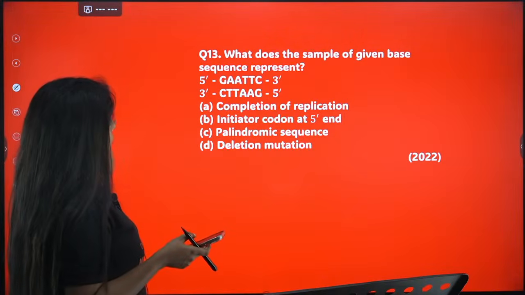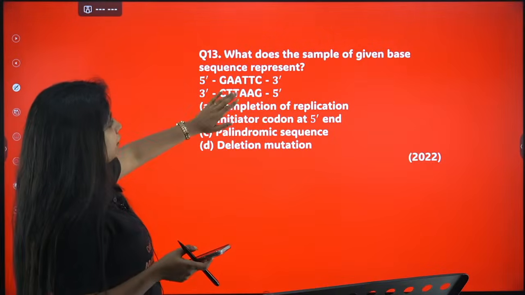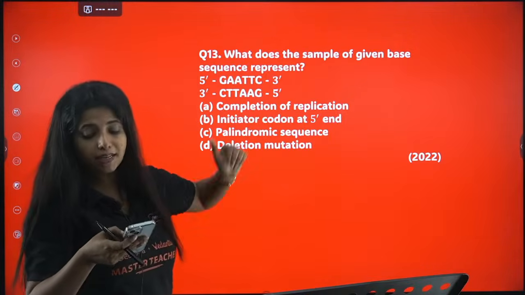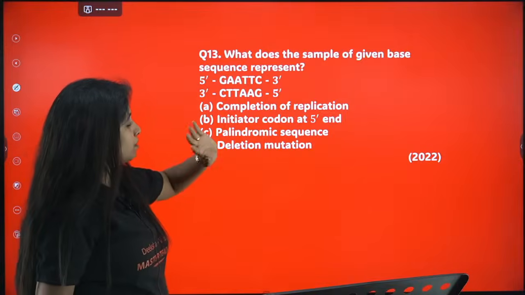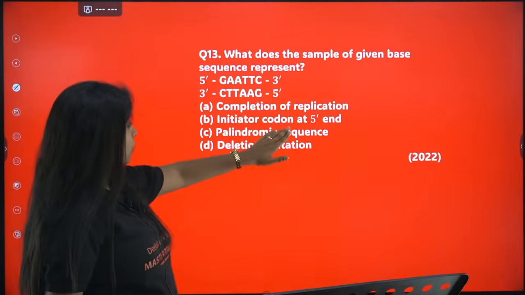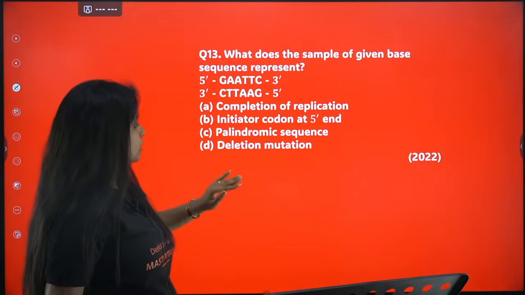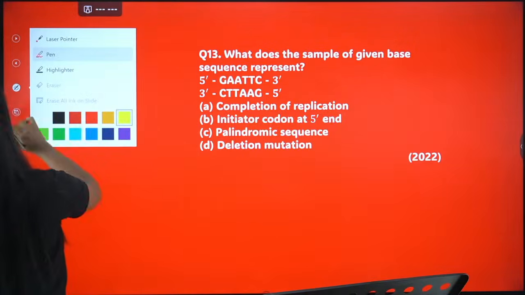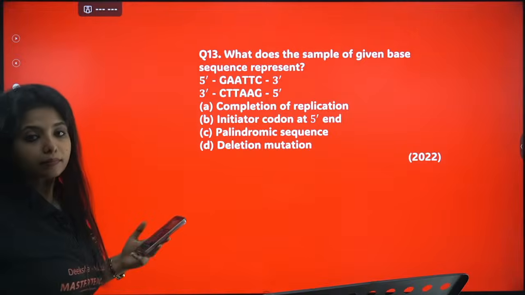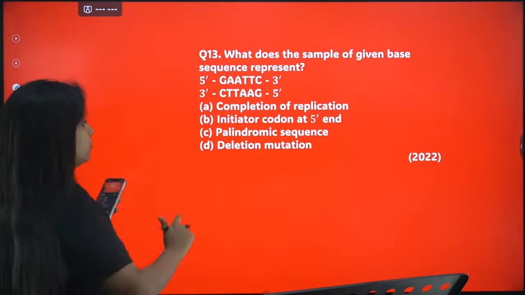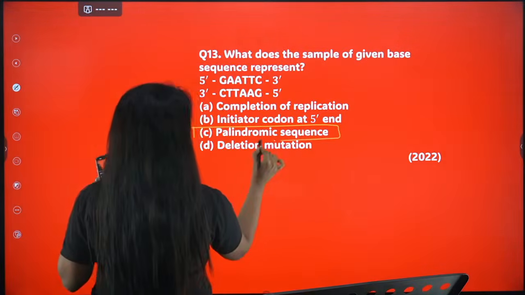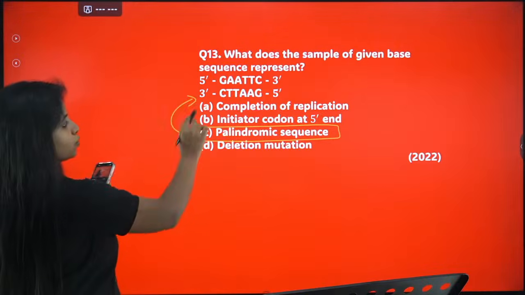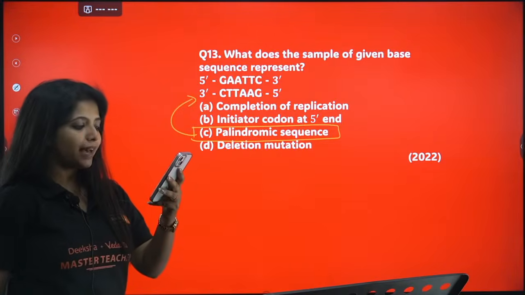Question number 13. Try to solve this question. What does the sample of a given base sequence represent? 5-GAATTC and again 5-GAATTC. What does it represent? Both of them are the same. Completion of replication, initiator codon at 5 end, palindromic sequence, deletion, mutation. Both the sequences are the same. It represents a palindromic sequence. From both sides it is read the same, which is why it is a palindromic sequence.